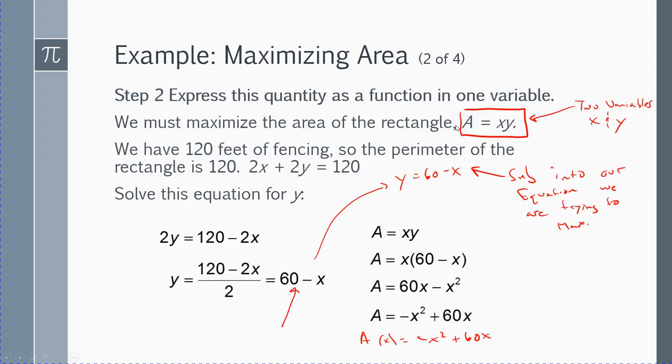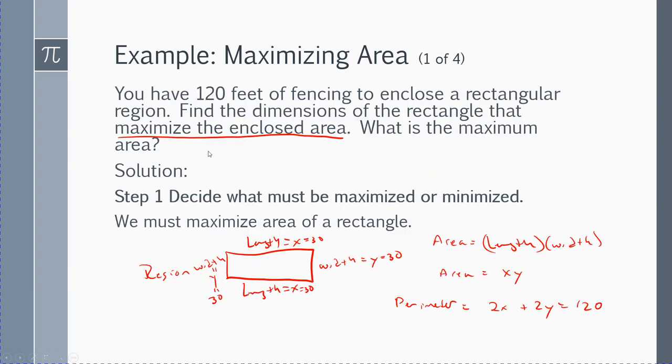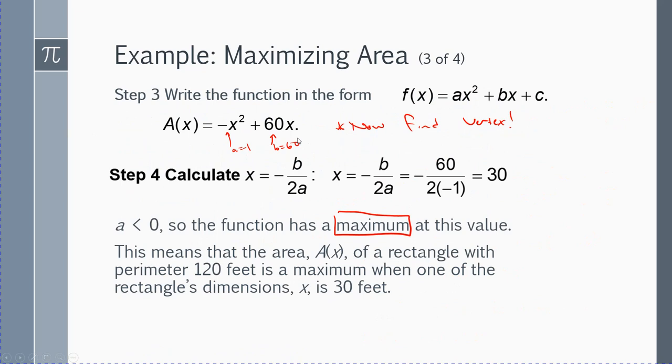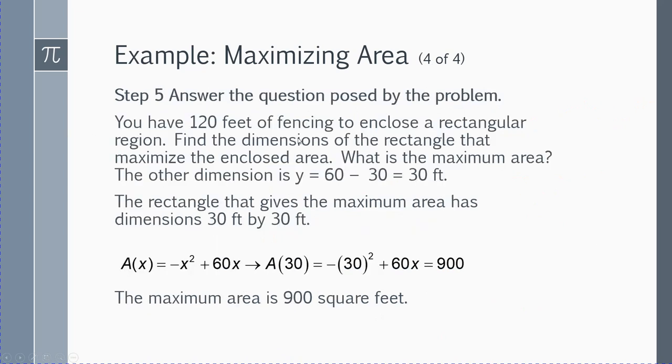The last question was, going back, what is the maximum area? To find area, we have an area function just in x. The rectangle that gives the maximum area has dimensions 30 by 30, as I said. So just take 30 and plug it into my area function, which was negative x squared plus 60x. If you plug 30 in here, you just get 900. So the maximum area is 900 square feet.